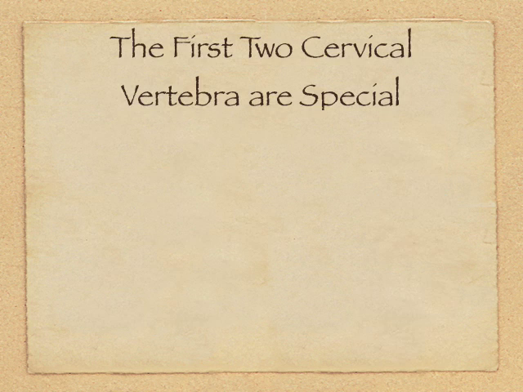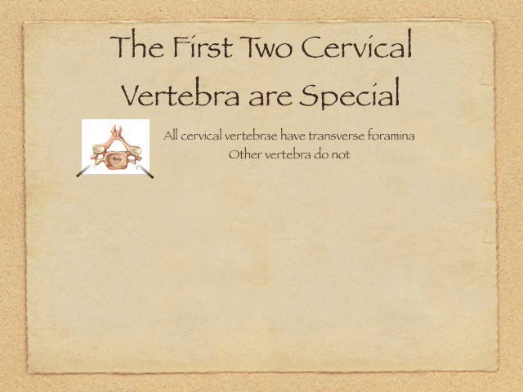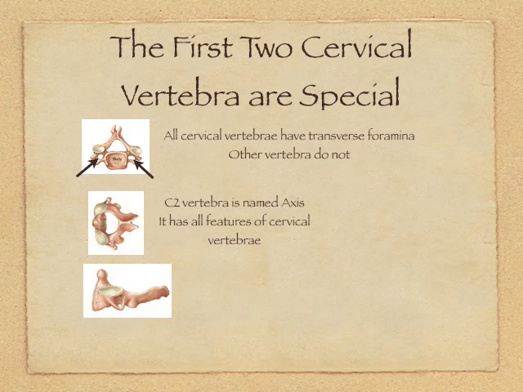Okay. Other than that, there are some special characteristics that we need to examine of 2 of the cervical vertebrae. All of the thoracic and all the lumbar are alike, and most of the cervical are. But there are 2 special ones. And as we said just briefly, all cervical vertebrae have transverse foramina, and the other vertebrae do not. The 2 vertebrae that are special in the cervical area are the C2 vertebra, which is named the axis.